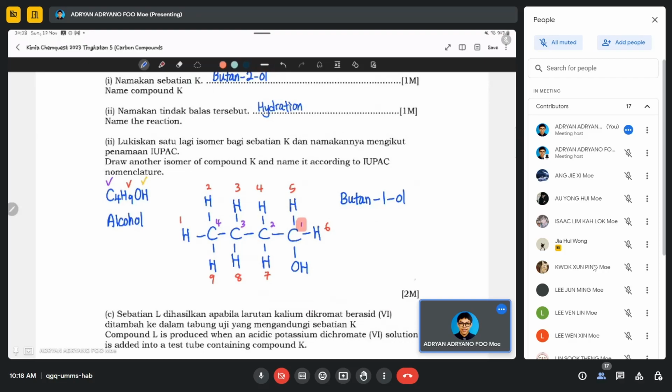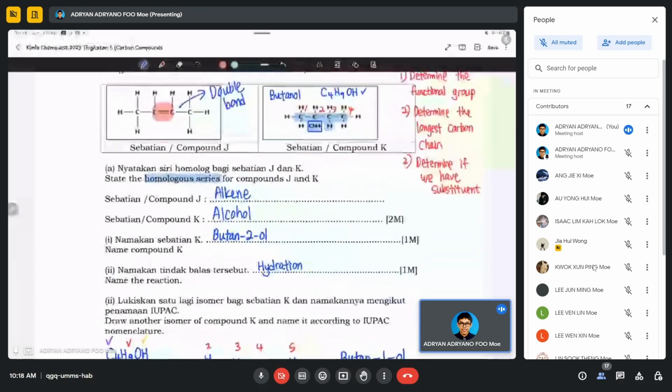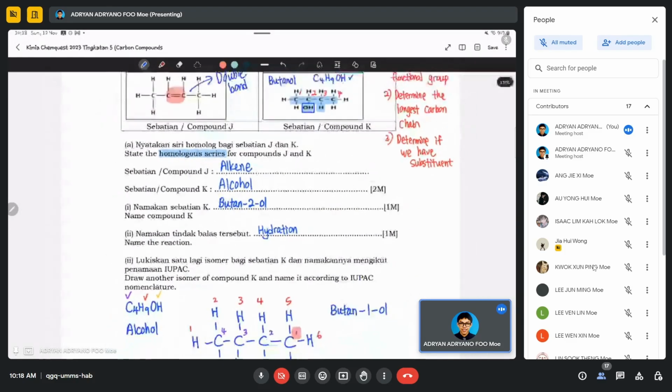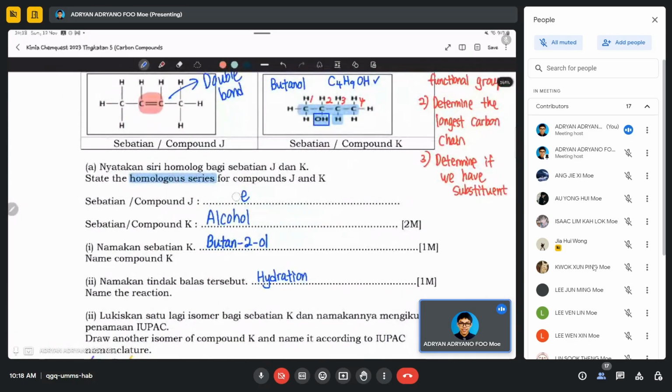Then you get how many marks? 因为它叫你 draw and name, so 2 marks. 刚才有几分了 2, 3, 4, 5, 6. 6 marks 在那边。So this topic is easy. It's not difficult, as long as you remember the functional group.